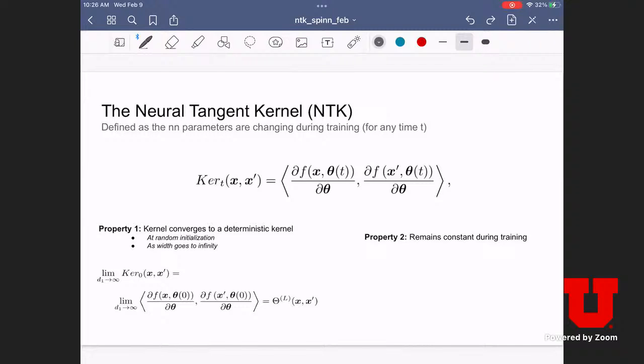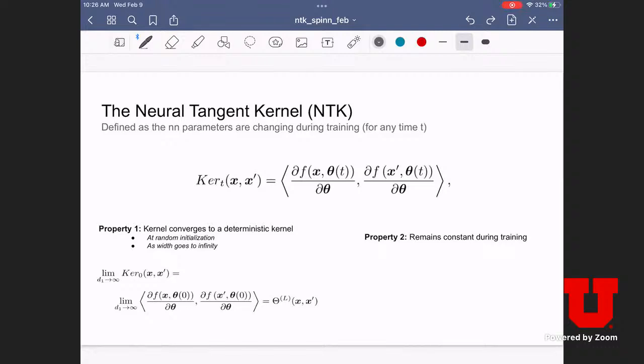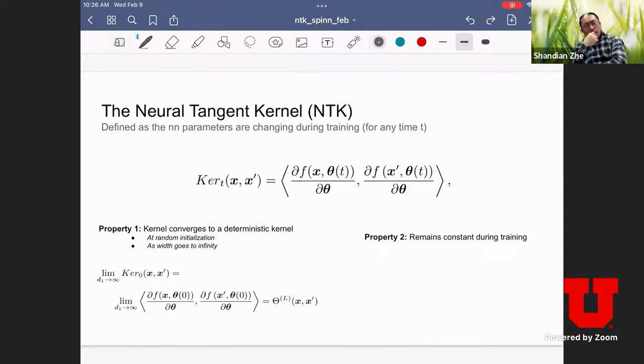Shandian, would you mind repeating what you were saying? I'm trying to follow that. Are you saying the kernel should be deterministic? Not that it could, because for property 1 here, it's saying the kernel converges to a deterministic kernel, meaning as the width goes to infinity. Okay. Oh, I saw the bottom line: it tells about the kernel evaluated at theta 0, that means at the initialization.